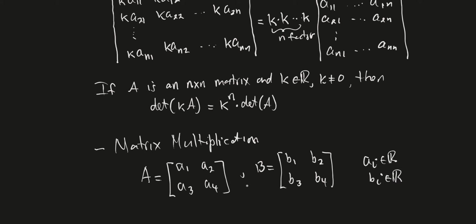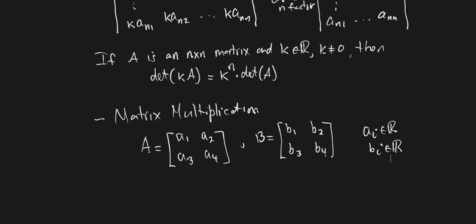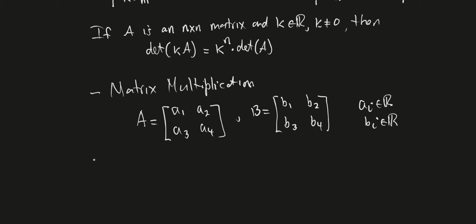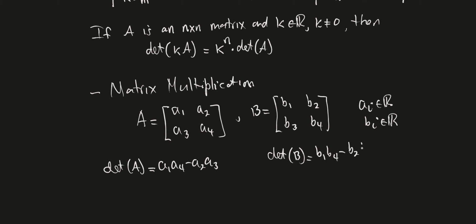All right? So we can write down the determinant of each of these. The determinant of A will be a1 times a4 minus a2 times a3. So we have that one. And then we can write down the determinant of B, and that is b1 times b4 minus b2 times b3.